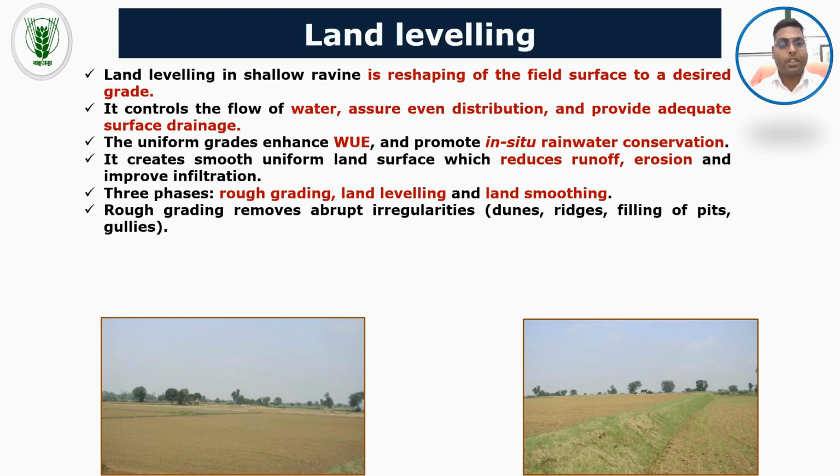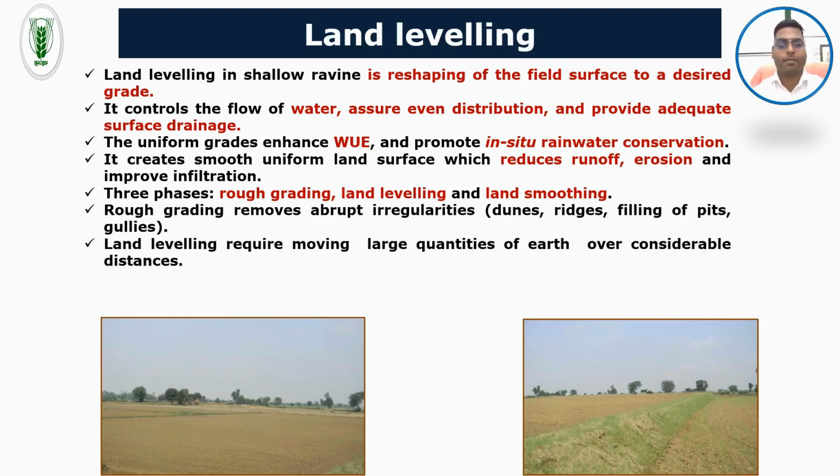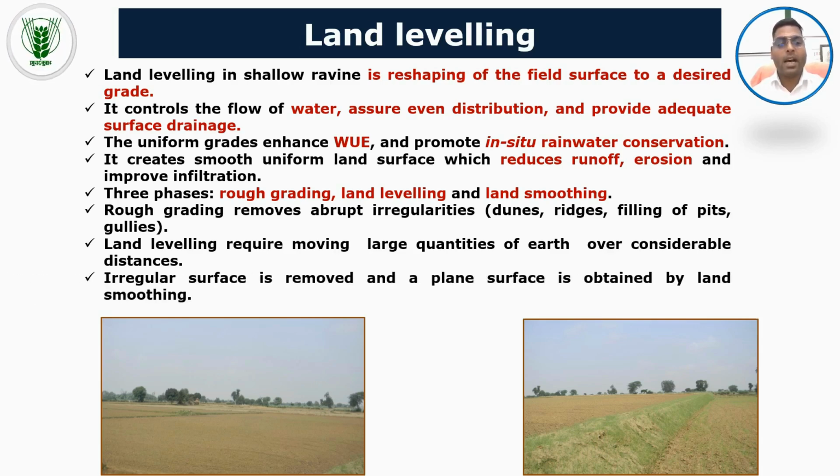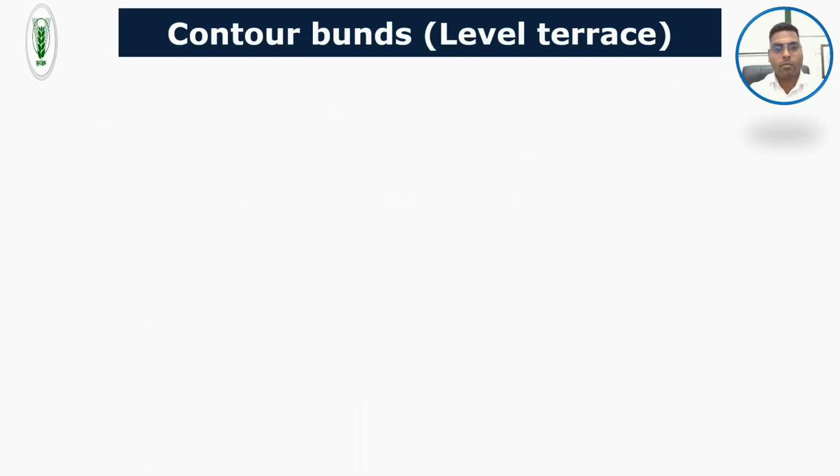Rough grading removes abrupt irregularities like dunes and ridges, and fills pits and gullies. Land leveling requires moving large quantities of earth over considerable distances. Then the last one is land smoothing, in which the irregular surface is removed and a plain surface is obtained.